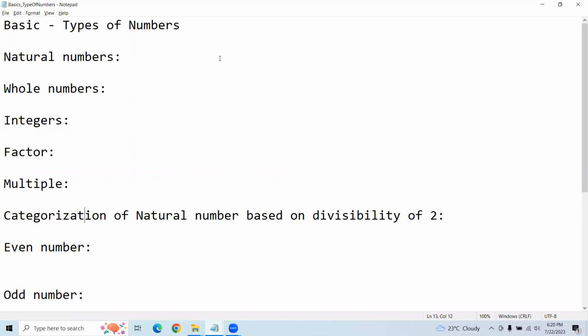Today we are going to learn a basic topic, that is types of numbers. You may be working in any industry, maybe the software industry, manufacturing industry, or anything financial. But what usually happens is we focus on advanced things more and we ignore or forget the basic things.